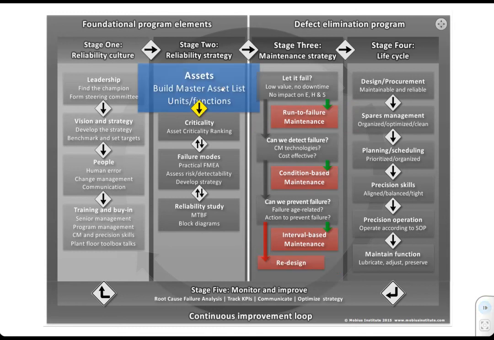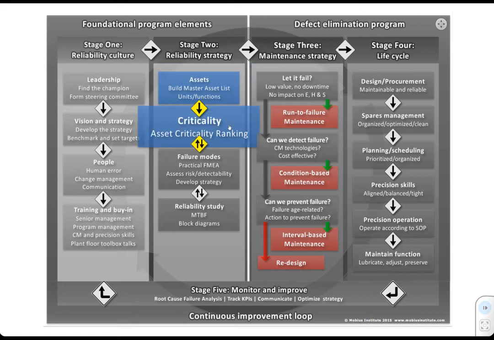Well, we build a master asset list to make sure we actually know what we're dealing with. We look at criticality. I mean, there is a real big one. And a lot of people, unfortunately, don't fully understand what criticality means and come up with something that's a little too simplistic and it doesn't work. But understanding the consequences of failure and the reliability and the detectability, our ability to see the problems coming, enable us to rank the equipment.